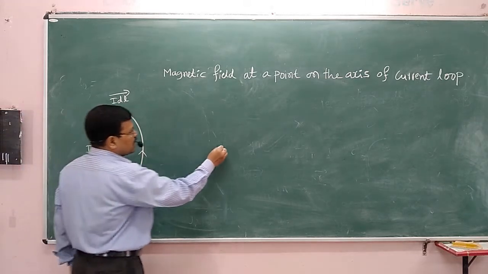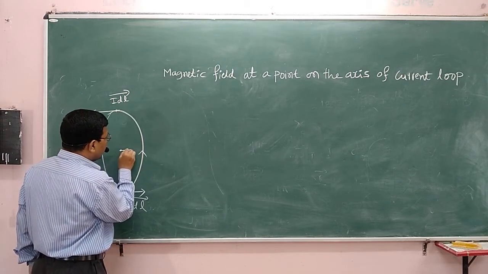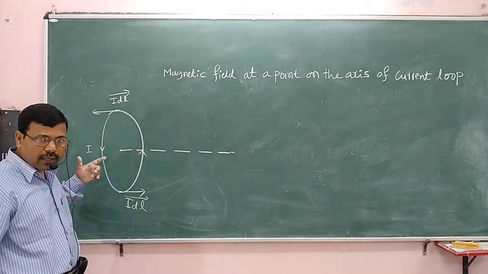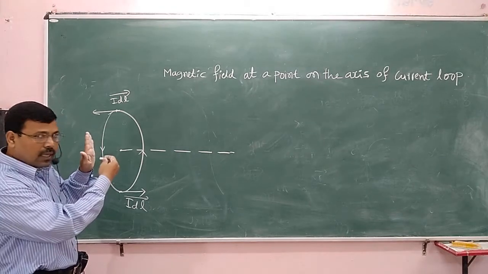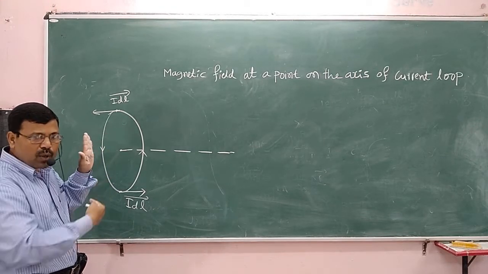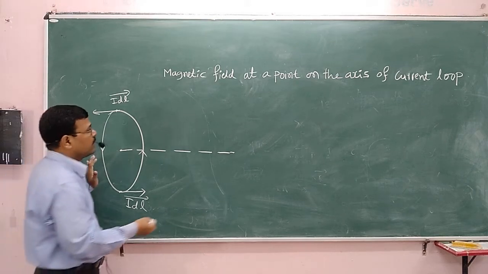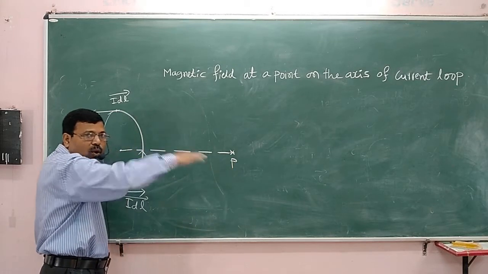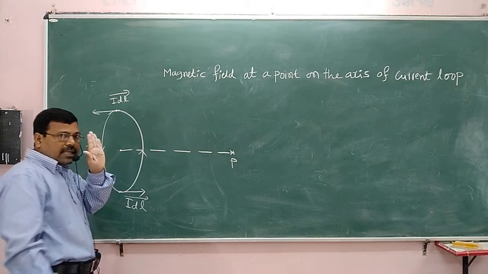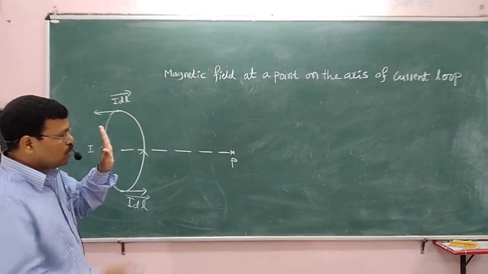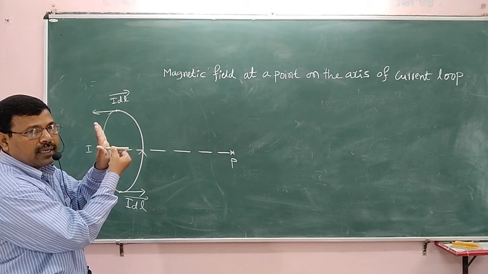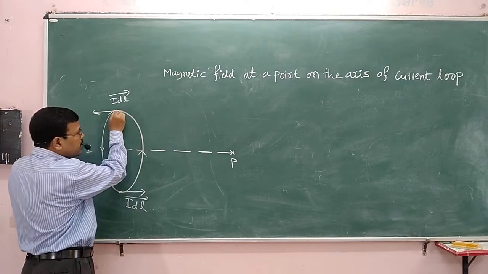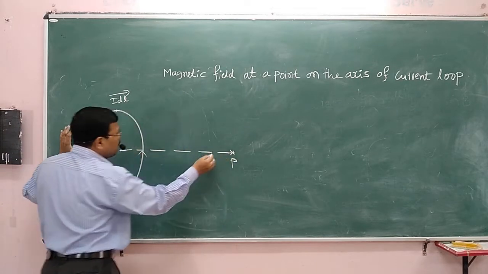Now here is the task. This is the axis, the x-axis of the coil, and the axis is perpendicular to the plane of the coil. Let us consider a point P on the axis of the coil. The axis of the coil is perpendicular to the plane containing the coil. Fine. Let us join the current element and the point P.